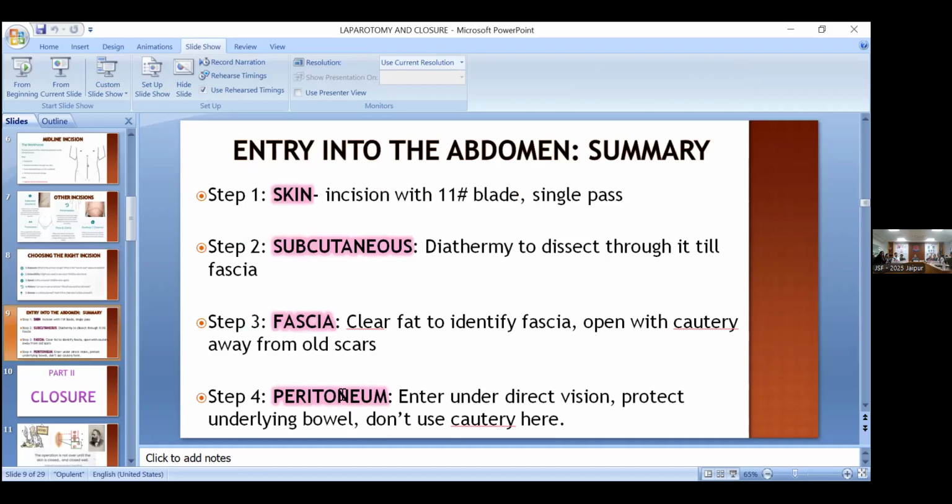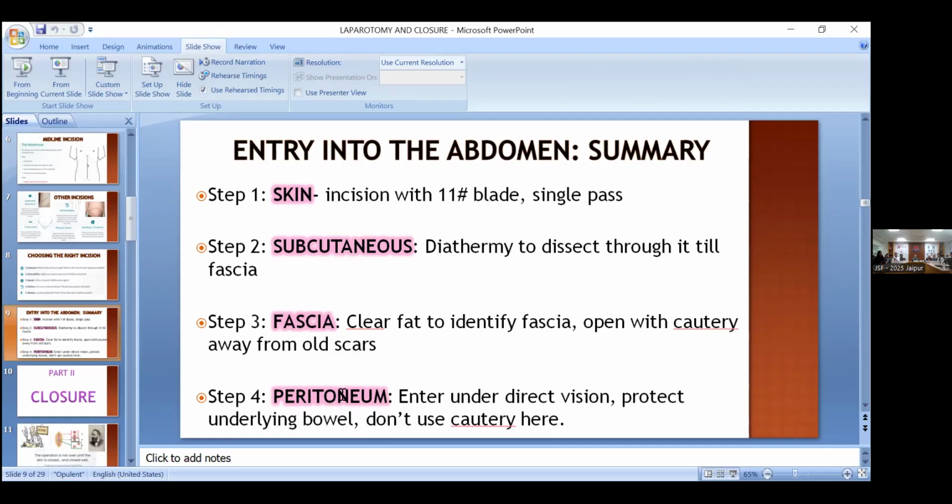So, to summarize the steps of entry inside the abdomen, the first step is to cut the skin with the number 11 blade and give it a single clean cut. There should be no hesitation marks, because ultimately, whatever major surgery you have done, the incision is something that the patient sees and carries for the rest of his life. So we can make it as good as possible. Step 2 is we go through the subcutaneous fascia. We use diathermy cautery here to dissect till we reach the fascia. Step 3 is to clear the fat off the fascia and cut it with a cautery, and generally try and avoid old scars if possible, because they are poor healing sources.